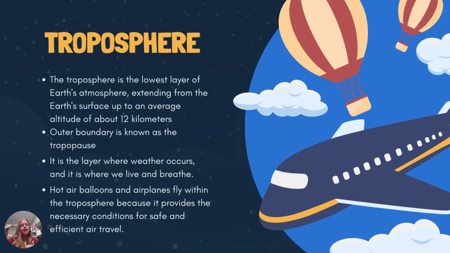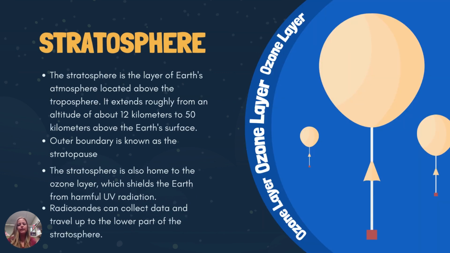Once you get towards the outer boundary, which is around 12 kilometers from the surface of the Earth, that is the line where we call the tropopause. So it's kind of a pause between layers. You can also see planes traveling in this layer, hot air balloons. A lot of what we do as humans occurs in the troposphere. So that is the first layer. Second layer is the stratosphere.